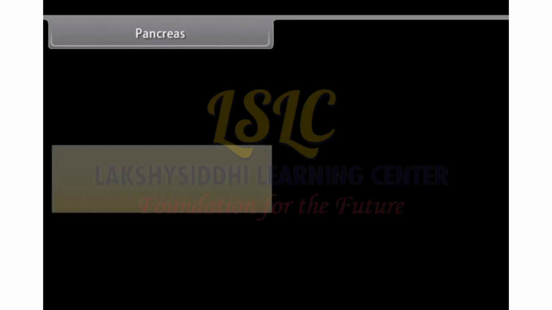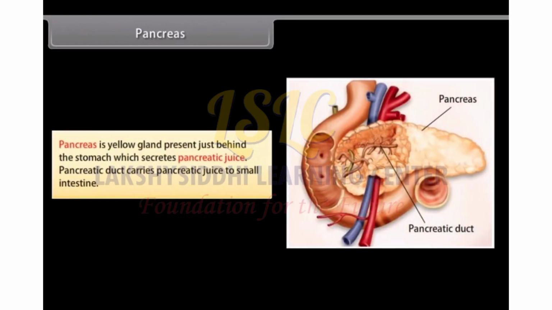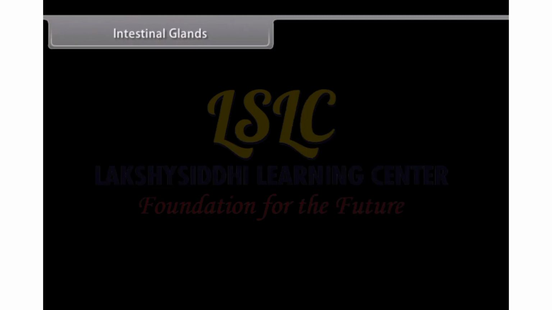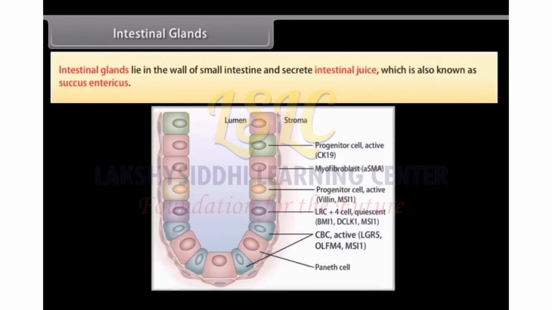Pancreas. Pancreas is a yellow gland present just behind the stomach which secretes pancreatic juice. Pancreatic duct carries pancreatic juice to the small intestine. Intestinal glands. Intestinal glands lie in the wall of the small intestine and secrete intestinal juice, which is also known as succus entericus.